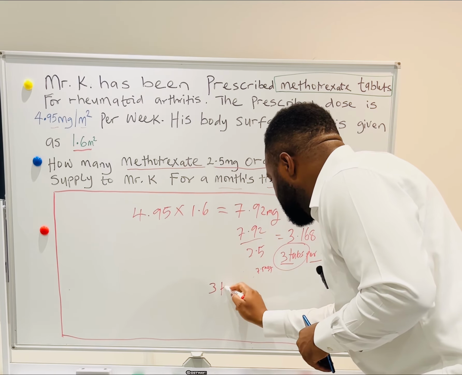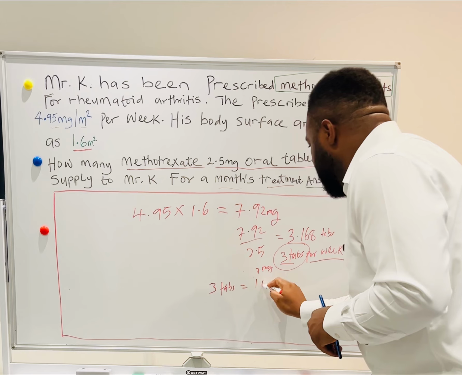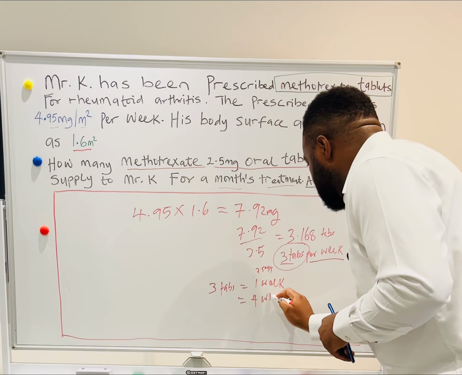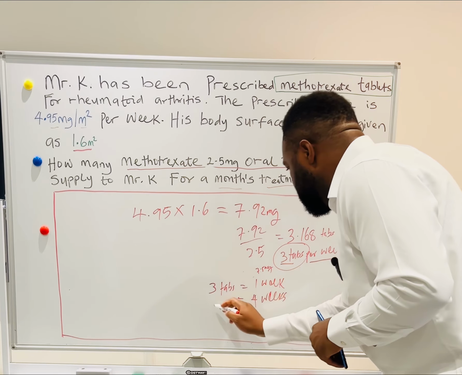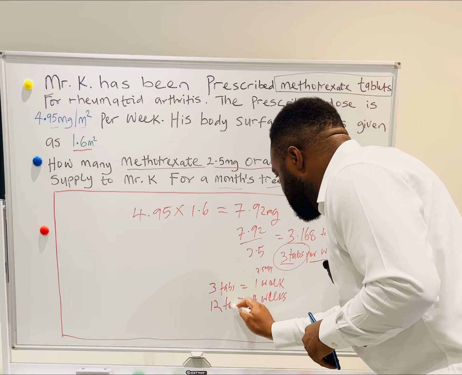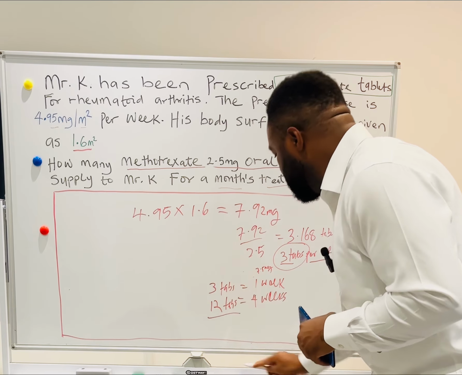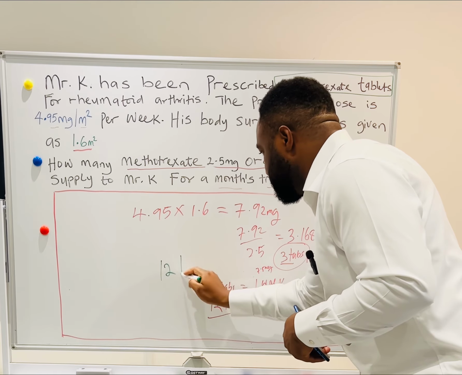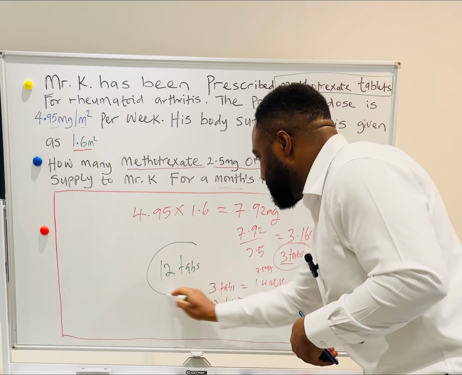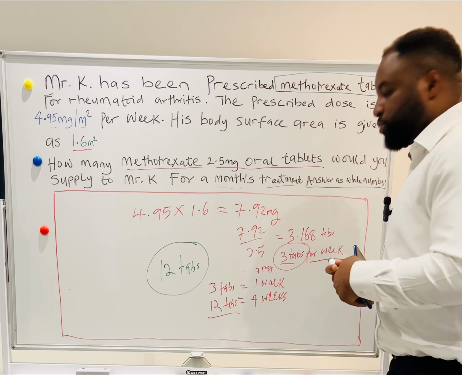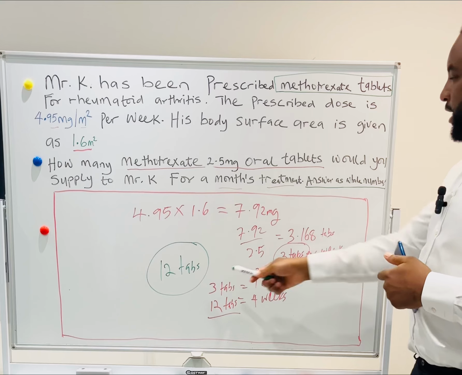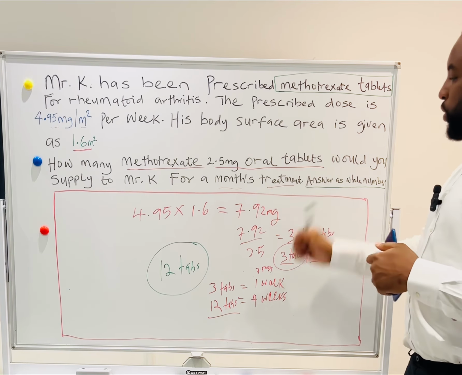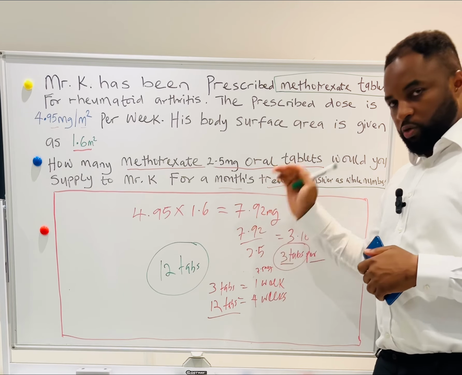So 3 tabs is equal to 1 week. So for a month, which is 4 weeks, we're going to give the patient 12 tablets. Okay, so the answer to this question is 12 tablets. Now, some people may get 13 tablets for a question like this, which is wrong. And the reason, again, is down to decision making. So please make sure you make the correct decisions when you're answering GPhC exam style questions.